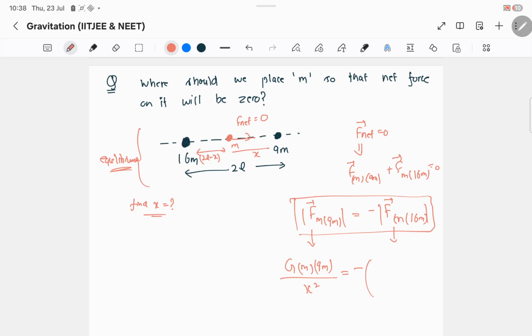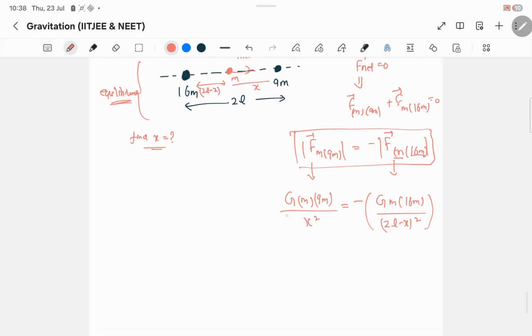So magnitude must be this. Okay, so now you can say that the force because of 16m on m will be G m into 16m by r squared, where r between them is (2l minus x) squared. Okay, so this is the case. Now we have to solve this thing, and we will get the value of x.